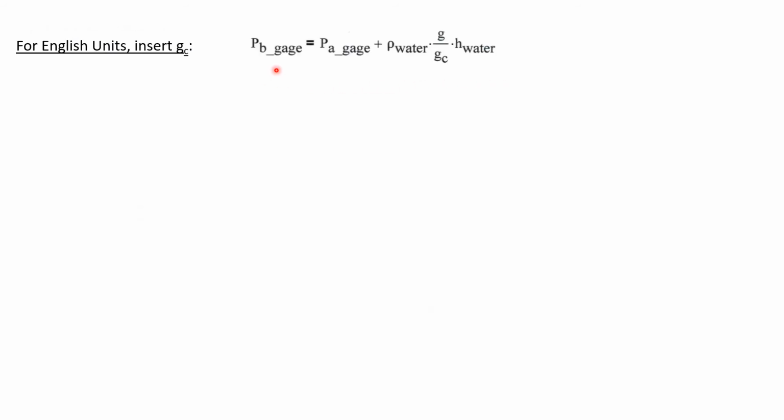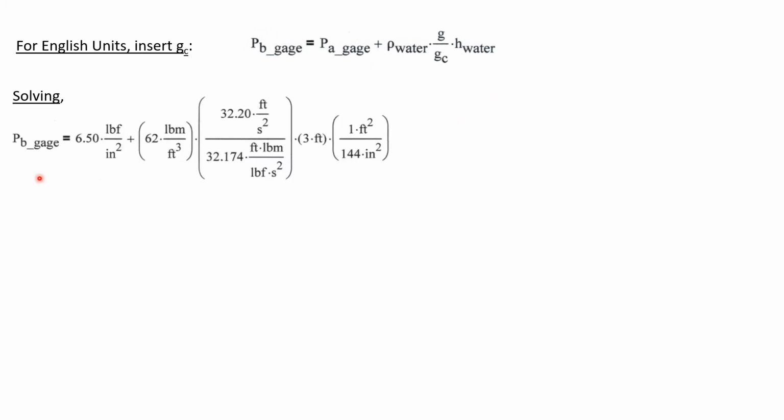Okay, so here's what we had. We had the gauge pressure at the bottom of the tank is the gauge pressure at level A plus rho gh for the water. Let's plug our values in. We know the gauge pressure at point A was 6.5 pounds per square inch. Rho for the water is 62 pounds mass per cubic foot. We have the values of g over g sub c. The height of the water is 3 feet. And once again, I'm going to convert square feet to square inches because I want psi.